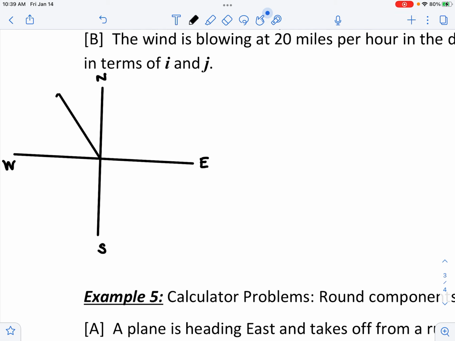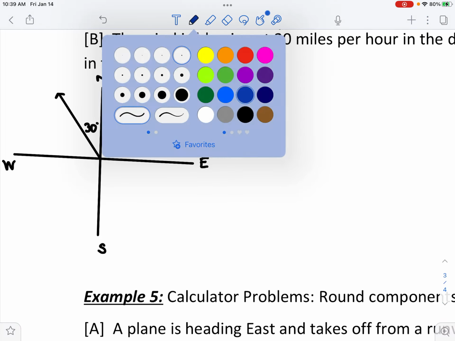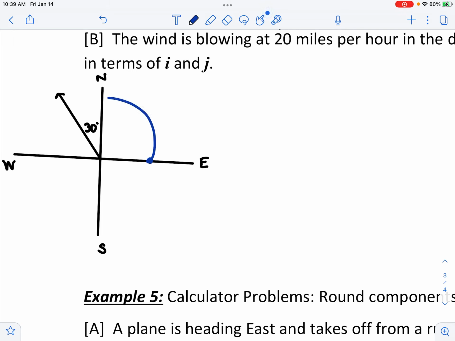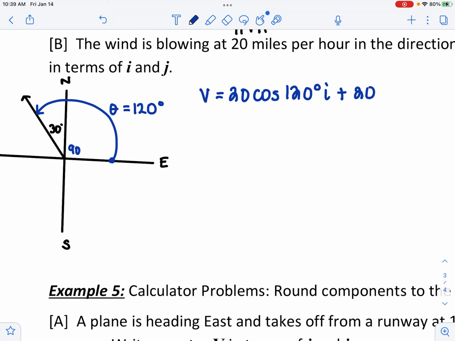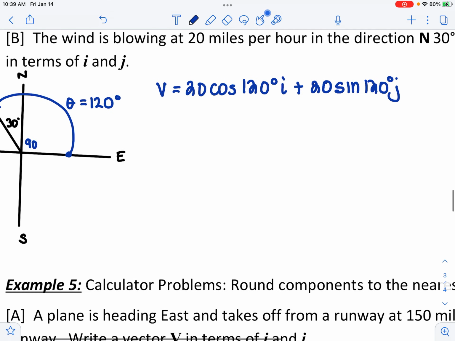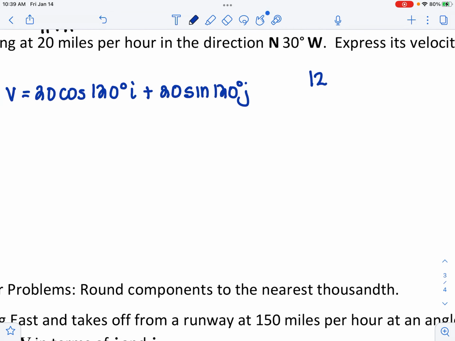All right, so north 30 degrees west. So from the north towards the west, 30 degrees. So that's this right here. All right, so theta is not 30 because theta starts at the positive x-axis and goes counterclockwise. So if this is 90 and that's 30, theta is 120 degrees. All right, so now I can write my equation. v equals the magnitude, which is 20, cosine of 120 degrees i, plus 20, magnitude, sine of 120 degrees j.